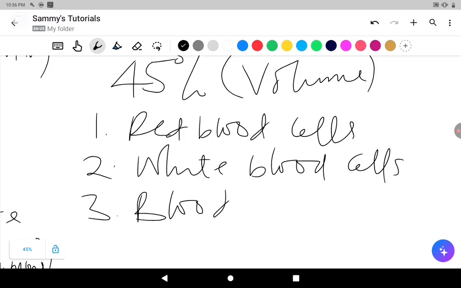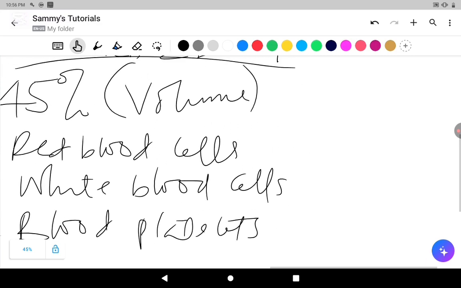Then number 3 is what? Somebody should help us now. Number 3 is what? Number 3 is blood platelets. Blood what? Platelets. And I've told you the other names of this particular.